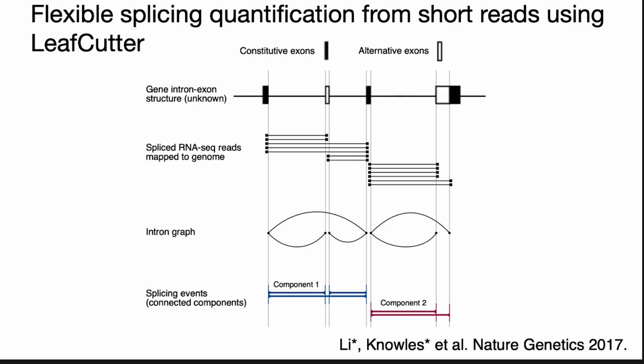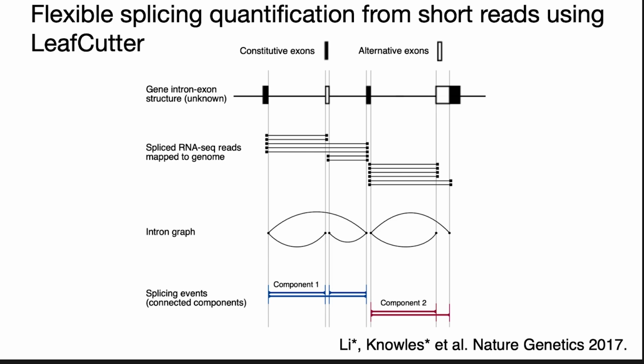Some of the work I did in my postdoc was to develop this method, LeafCutter, which is a very flexible and highly scalable way of quantifying splicing variation, but from short read data. So this is really trying to work within the limitations of short read data, because that was mostly what was available at the time. The way LeafCutter works is to focus on spliced or split reads, so reads that span across a splice junction.